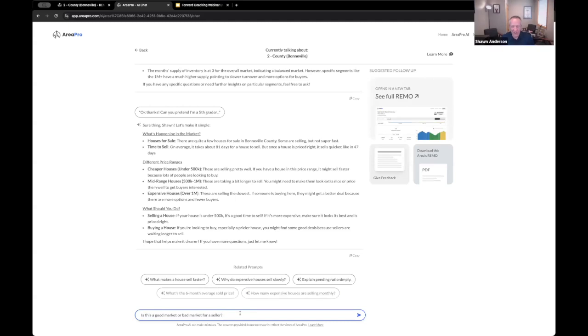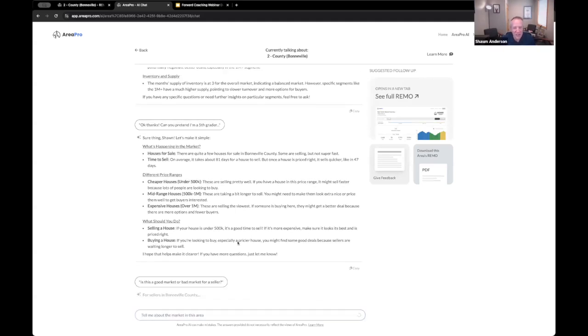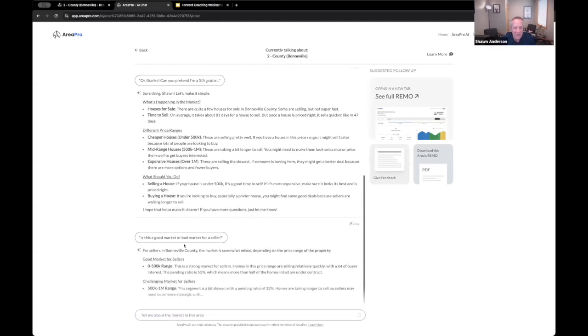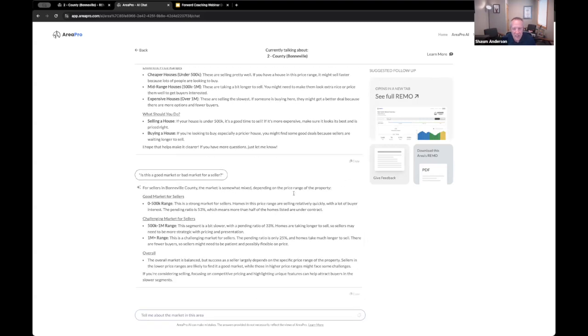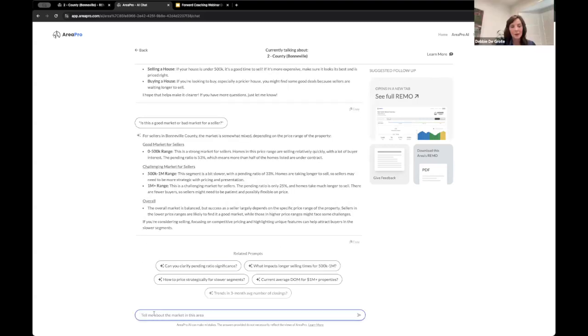Okay, let's keep chatting back and forth for just a minute here. Is this a good market or a bad market? For sellers in Bonneville County, the market is somewhat mixed depending on the property. How about we price range around a little bit? Come on, shoot straight. What about the 500 plus K market?